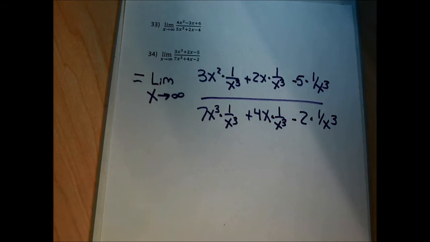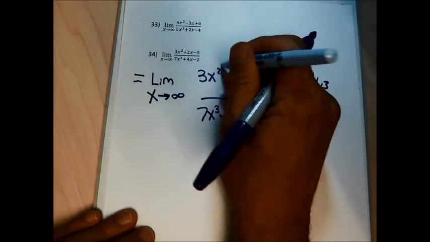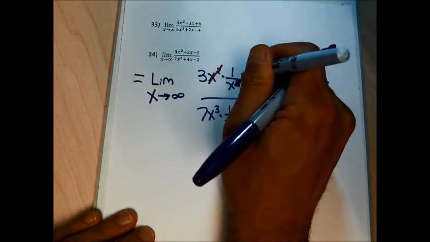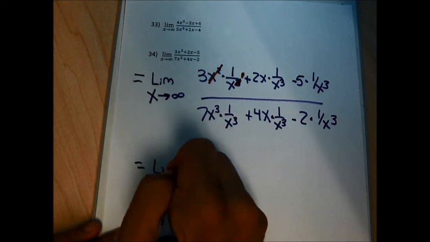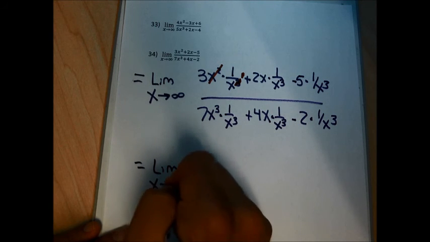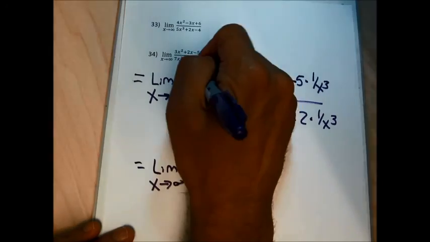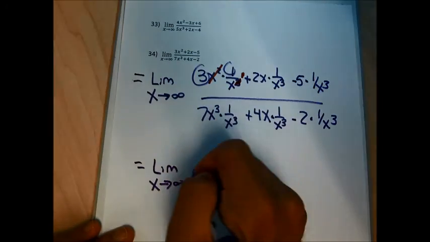And now I'm going to cancel. The 2 x's here cancel with 2 of those x's, leave me with 1 x. The first thing I'm going to write in the numerator is going to have a 3 when I multiply those, over x to the first.